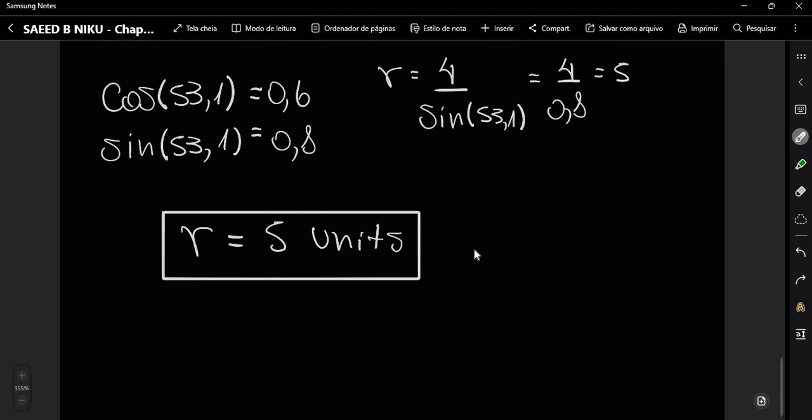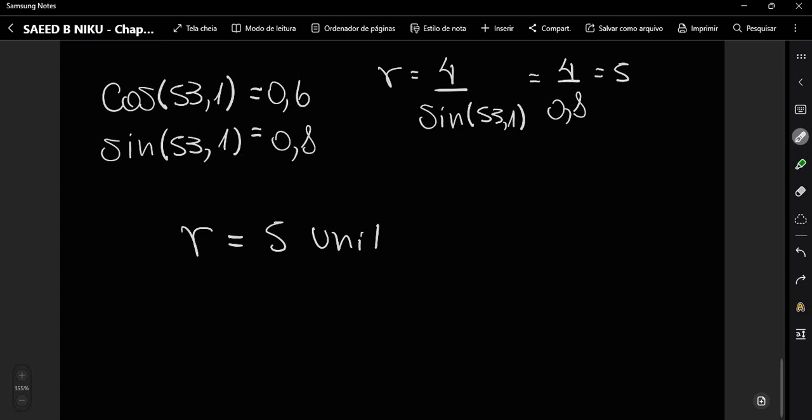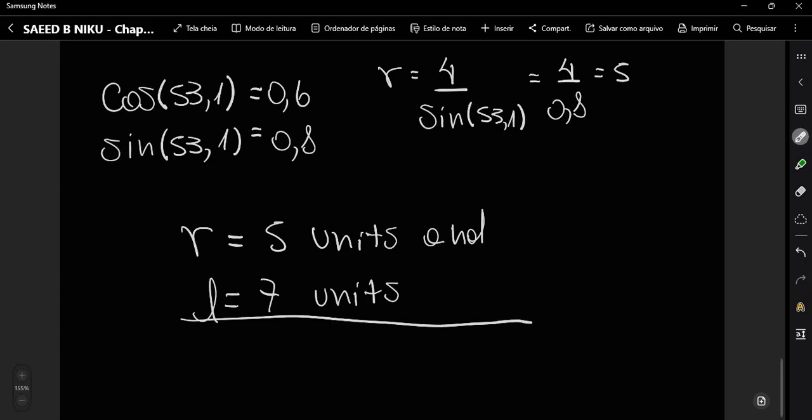And 5 units, and L equals 7 units. That is the answer.